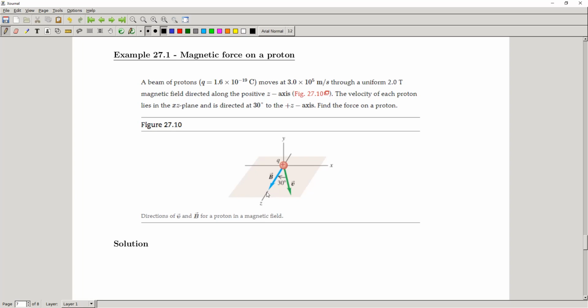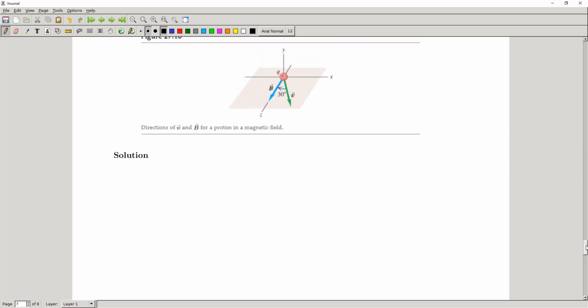And so the velocity for each proton lies in the xz plane and is directed 30 degrees to the positive z-axis. Okay, so basically we're turning this. You can see they've labeled it 30 degrees here. We want to calculate the force on the proton, right? So this one's extremely simple, just like the one that I have set up for us here. Obviously, these can get more difficult, and we'll look at more stuff as the chapter goes on. But we're going to start off with just this.